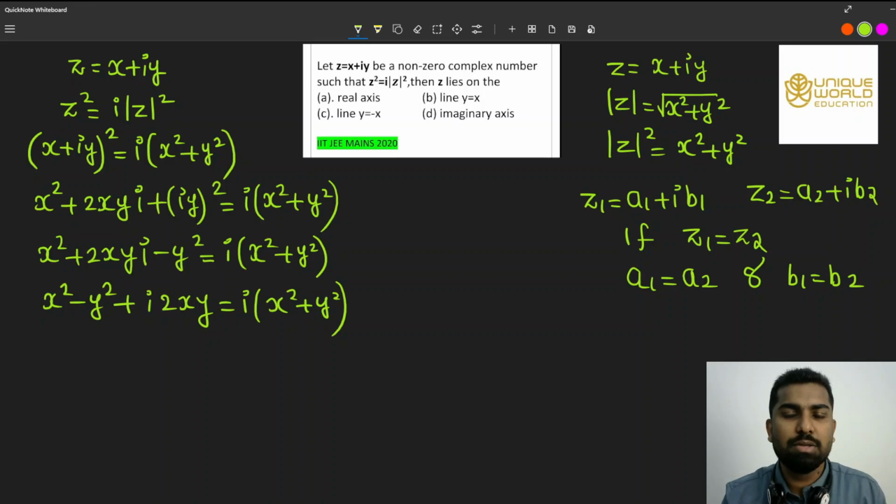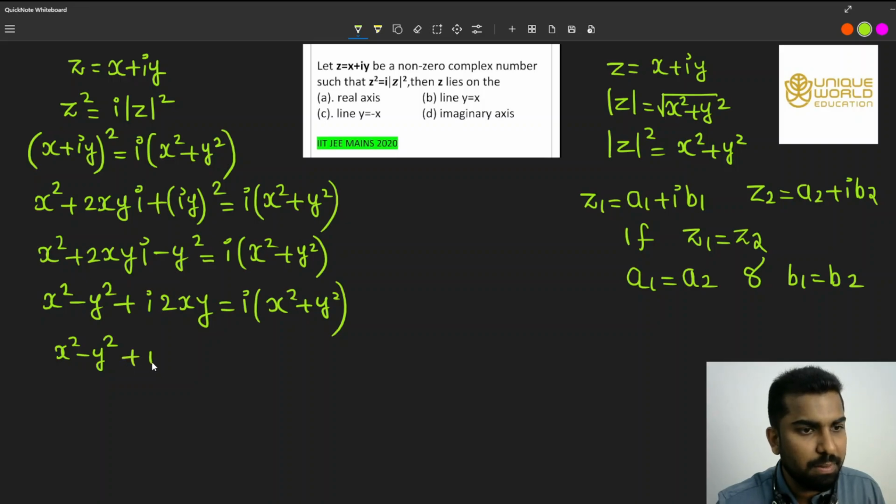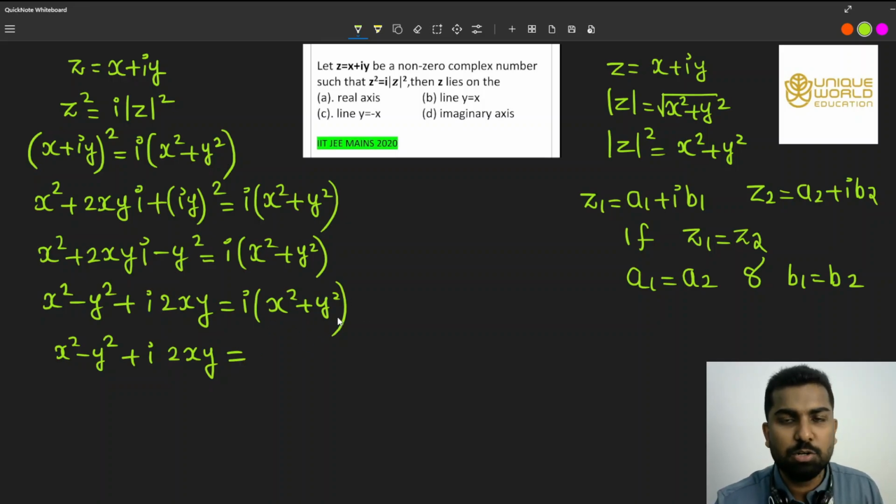So for this question you have to use the concept that if two complex numbers are equal, the real part will be equal to each other and the imaginary part will also be equal to each other. So here I can write x square minus y square is the real part, plus i into 2xy is the imaginary part. That will be equal to, here no real part, so you can put 0, so 0 plus i into x square plus y square.